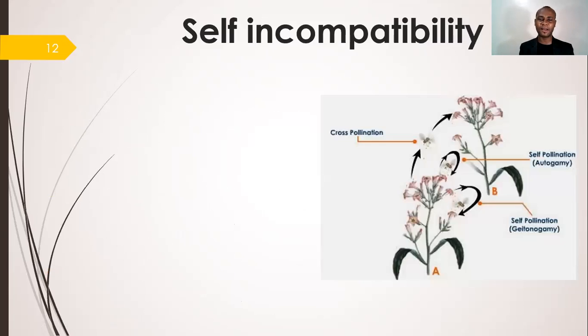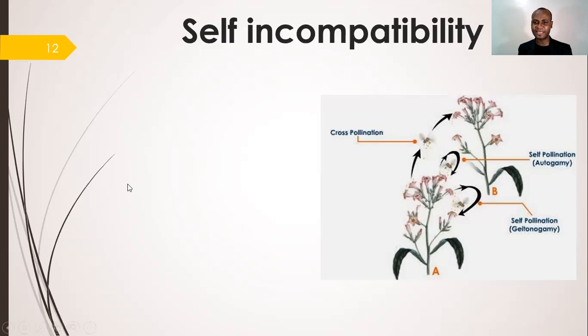Okay, now let's talk about self-incompatibility. Most cacao trees are self-incompatible. And what that means is that they cannot fertilize themselves. Most of the time, if the pollen from the flower falls on the same flower or on another flower on the same tree, the flower dies and falls down.